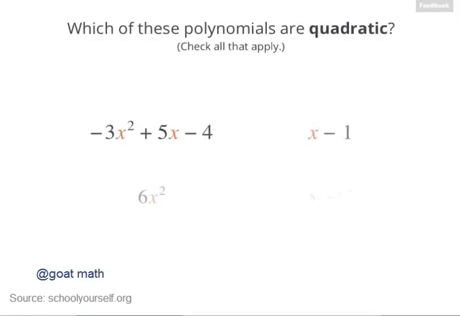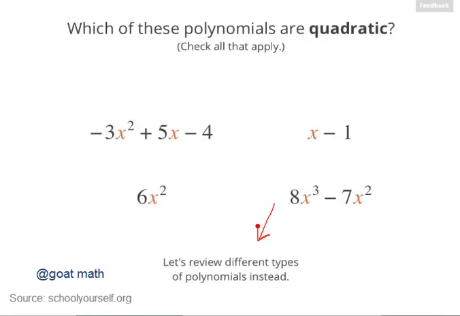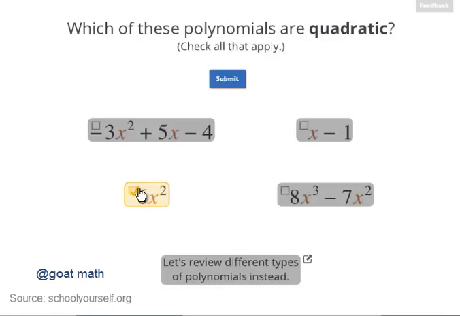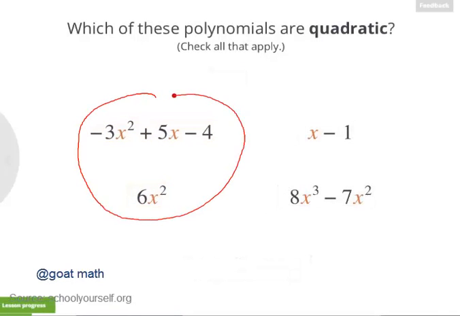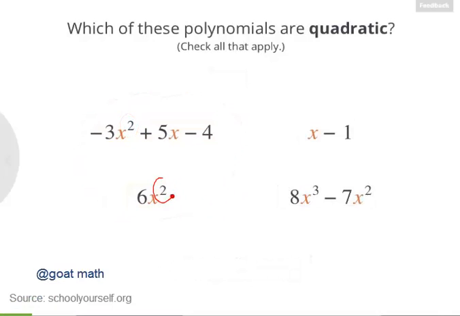To get started, can you identify which of these polynomials are quadratic? And click down here if you'd like to review. Right, so these two polynomials are quadratic because they have degree 2. This polynomial has degree 1, so it's called a linear polynomial. And this polynomial has degree 3, so it's cubic.